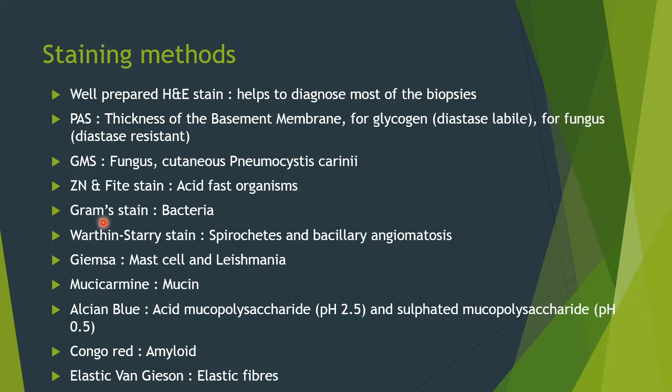We can do Giemsa, which highlights the mast cells and also the presence of Leishmania. Cutaneous leishmaniasis can be highlighted by Giemsa staining. We can do mucicarmine to identify the mucins. We can do Alcian blue, which helps in highlighting acid mucopolysaccharide at pH 2.5 and sulfated mucopolysaccharide at pH 0.5. We can do Congo red, which highlights the presence of amyloid. We can do elastic van Gieson, and elastic fibers are highlighted by this. And we can do immunofluorescence.